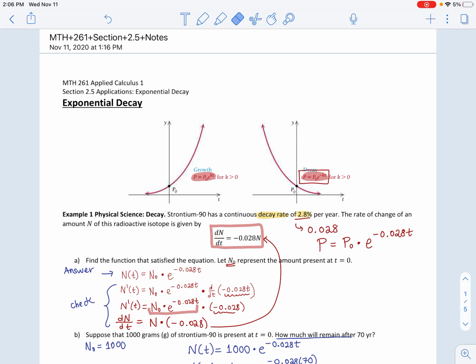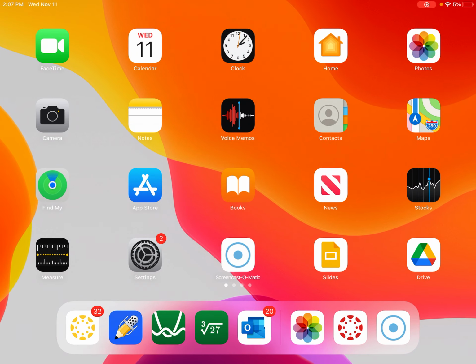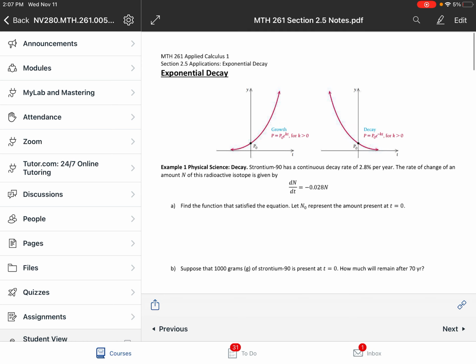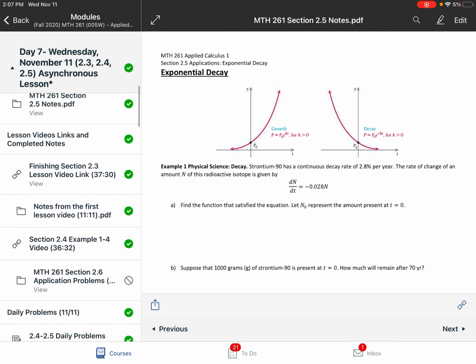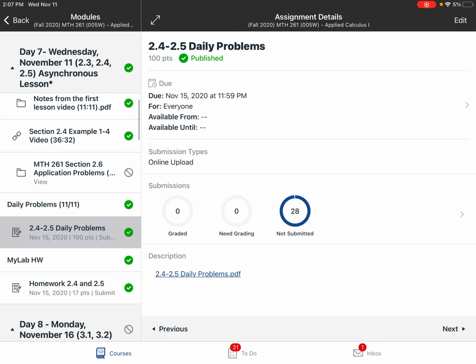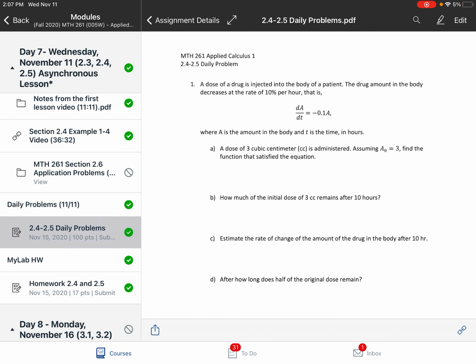I'm going to get busy grading your exam 1 this weekend, so you'll see your exam grades popping up. But go ahead and definitely do these daily problems for me now. Daily problem 2.4 and 2.5. You will find it over here. It's a word problem. Why am I giving this to you? Because you will see a similar page on your exam too.